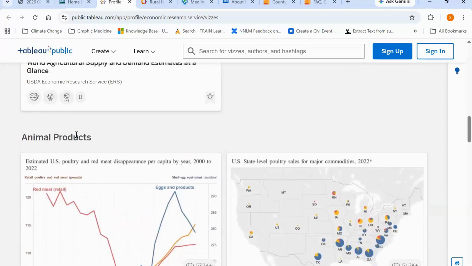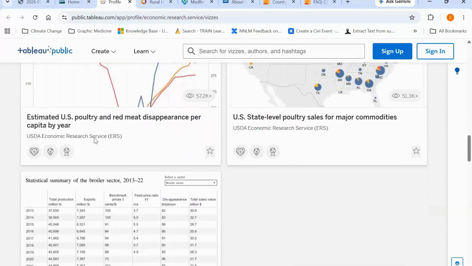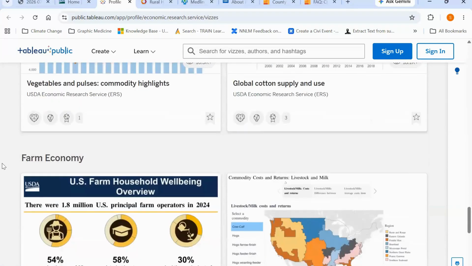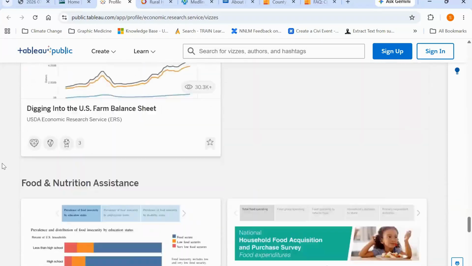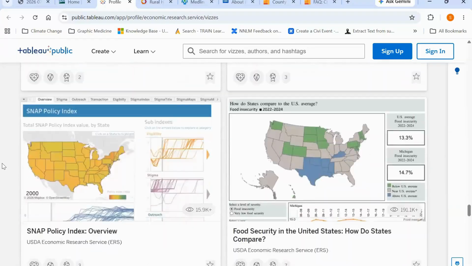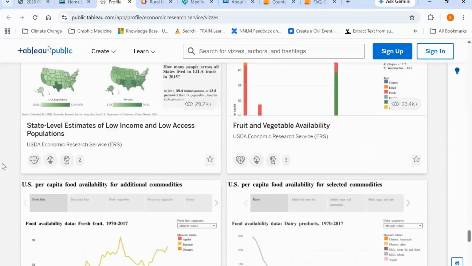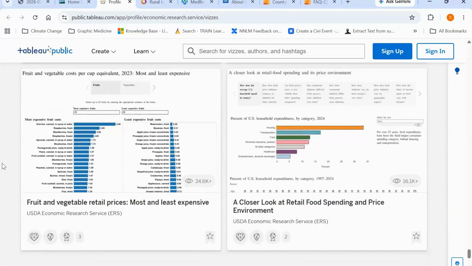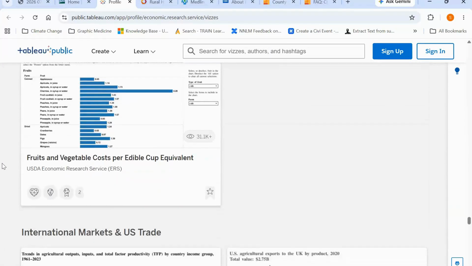And again, the headings are the same ones that we saw in that filter earlier: animal products, crops. And if we want to look at the population stuff, we have to scroll all the way down. Good choices. Health. But they are there as well.